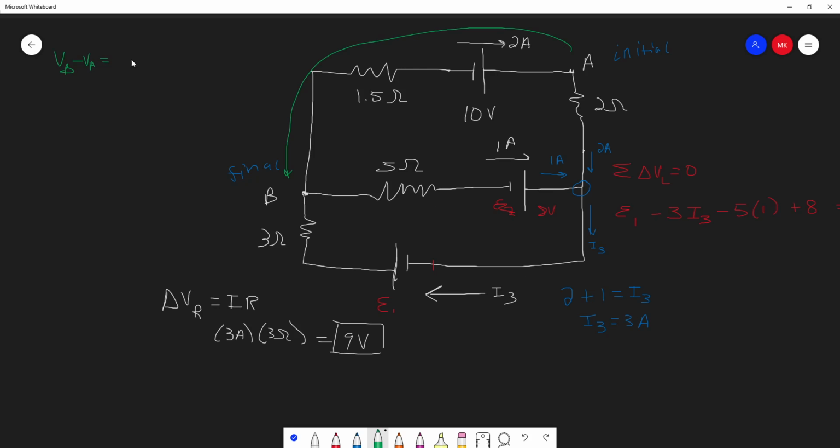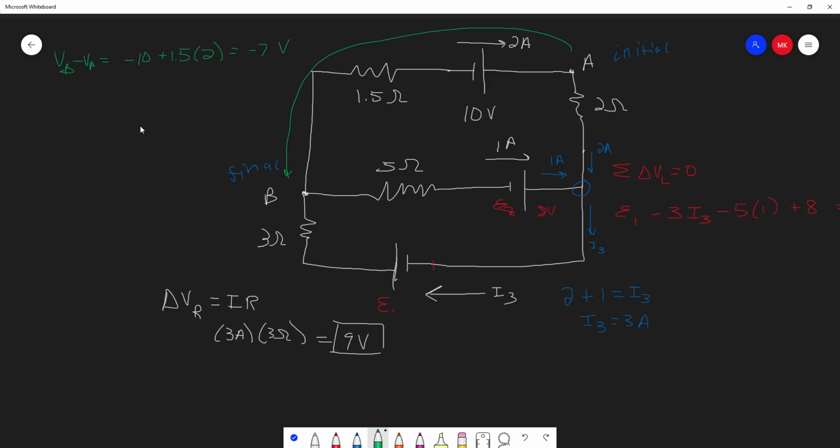So starting here, we have this battery. It's negative 10 because of its orientation. We have this resistor. We're traveling the opposite direction of the current. So it's going to be a positive voltage drop of 1.5 is our resistance, times our current is 2. And then we're at B already. And this equals VB minus VA. Negative 10 plus 3, 1.5 times 2 is 3, equals negative 7 volts.